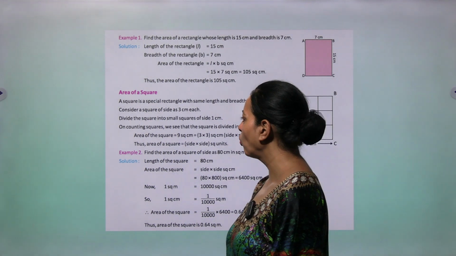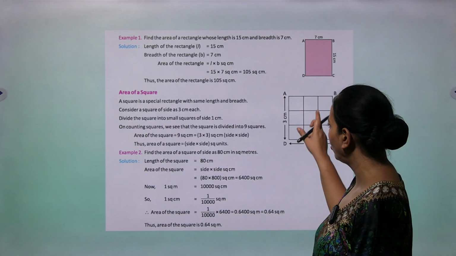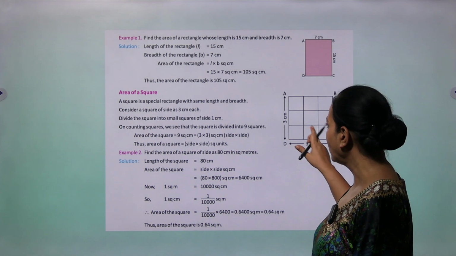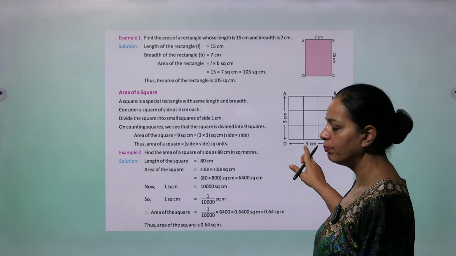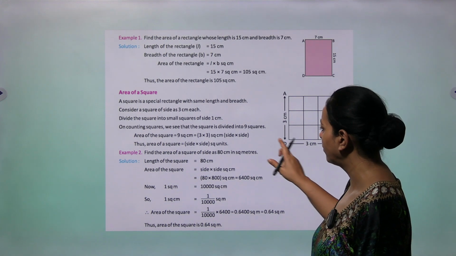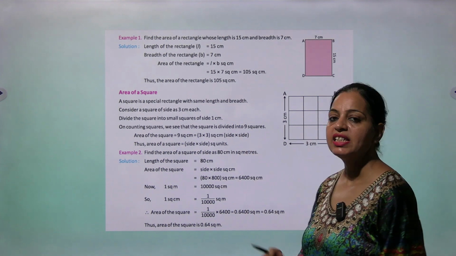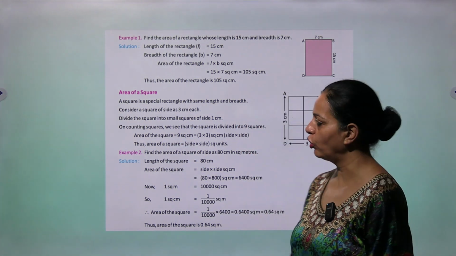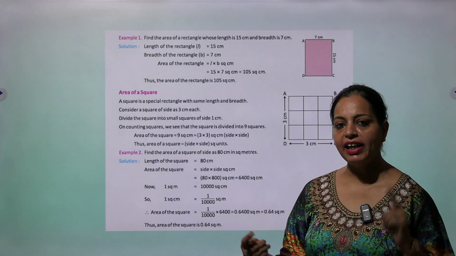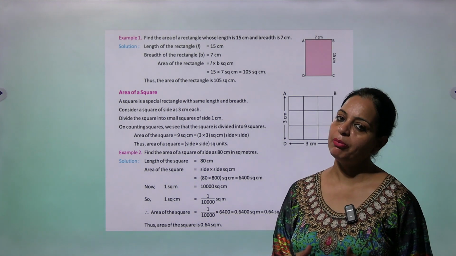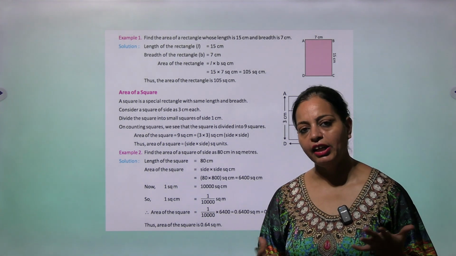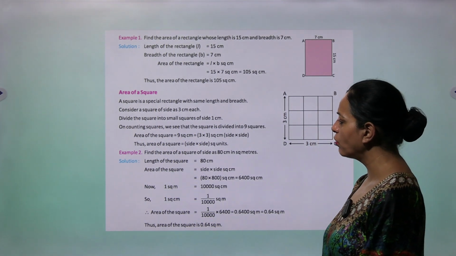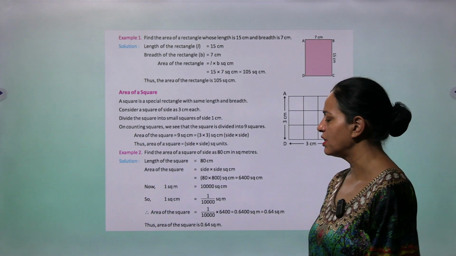So on counting squares we see that the square is divided into 9. हमारे पास कितने स्क्वायर्स आएंगे? 9. Okay, so how we are getting 9? 3 into 3. That's why it becomes side into side. So area of square is side into side square units. जैसे हम area of rectangle के लिए length into breadth करेंगे, ऐसे हम area of square के लिए क्या करेंगे? Side into side.